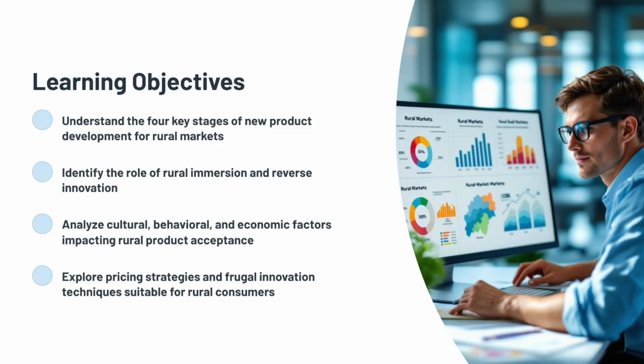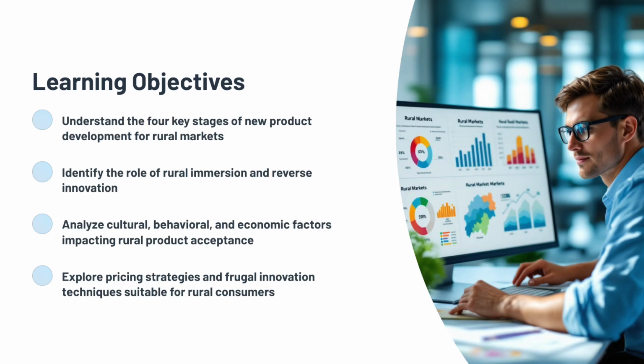By the end of this unit, you as learners will be equipped to first understand the four key stages of new product development specifically adapted for the nuances of rural markets. Second, identify the profound significance of concepts like rural immersion and reverse innovation in shaping effective product design. Third, analyze the intricate cultural, behavioral, and economic factors that significantly influence how rural consumers accept new products. And finally, explore various pricing strategies and frugal innovation techniques that are particularly suited to meet the needs of rural customers.